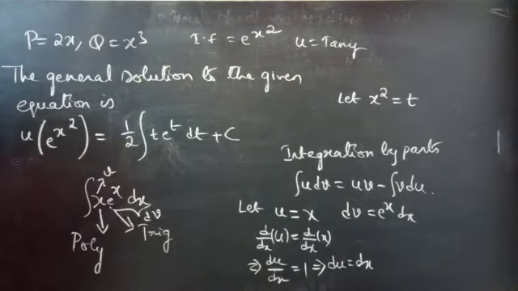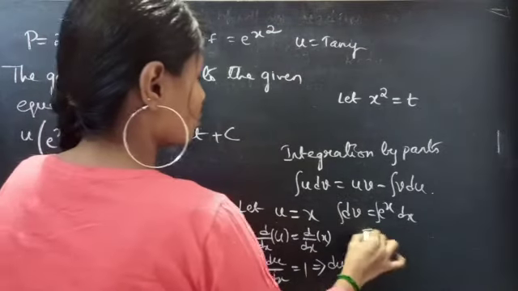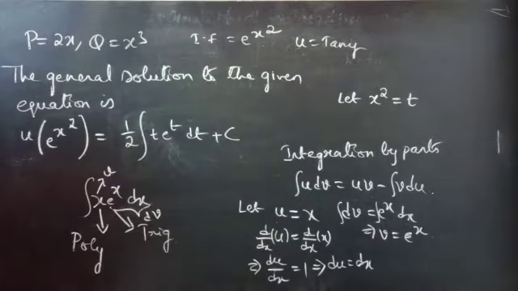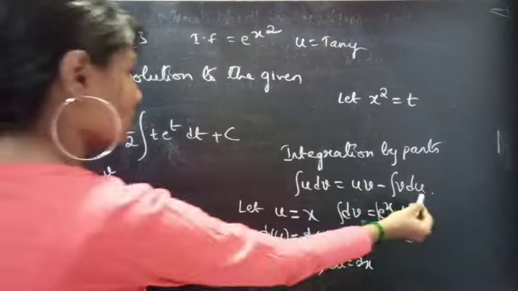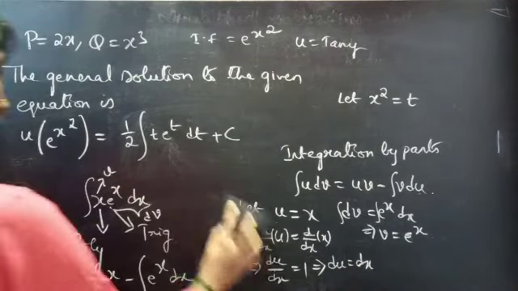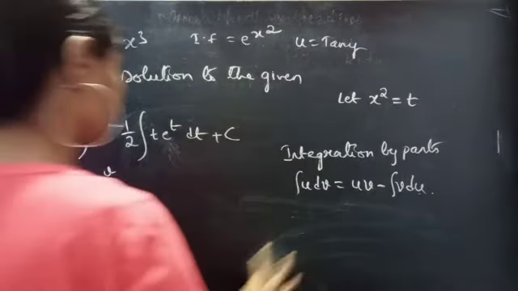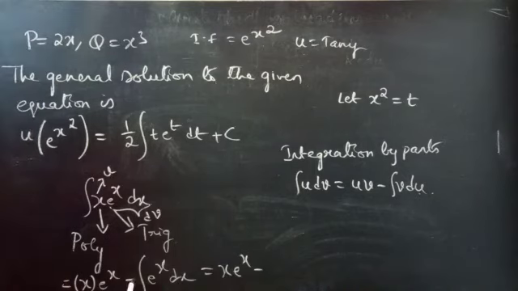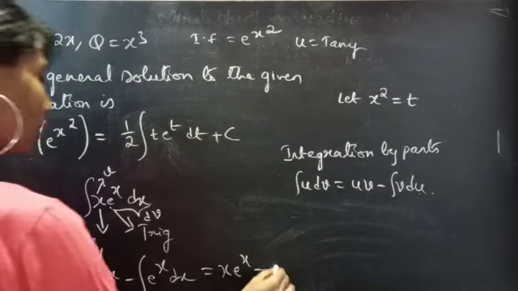Right. Now, integrate on both sides to get v. You'll get v equals e power x. Now you can apply this formula, and this becomes equal to u into v. For u equals x into v equals e power x, minus integral v, for v equals e power x, into du, for du equals dx. This equals x e power x minus integral e power x, which is e power x.